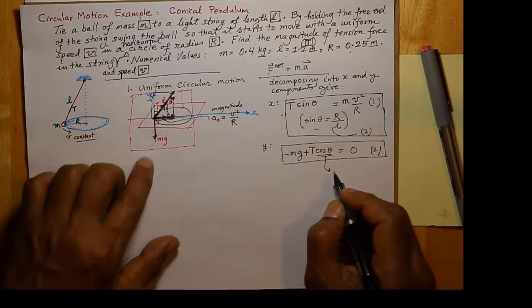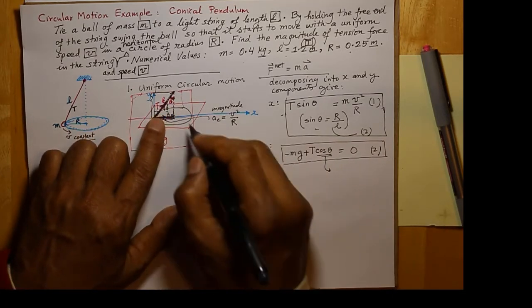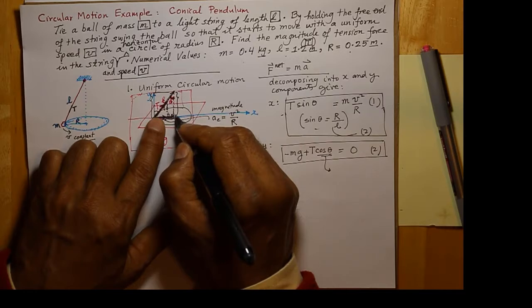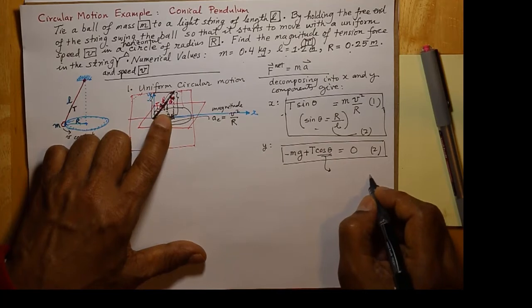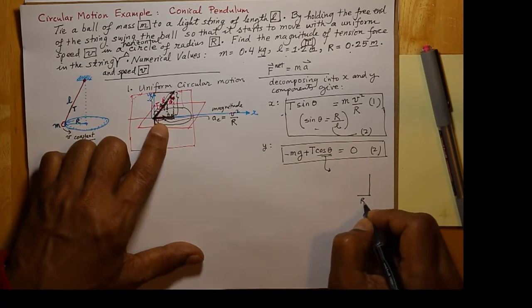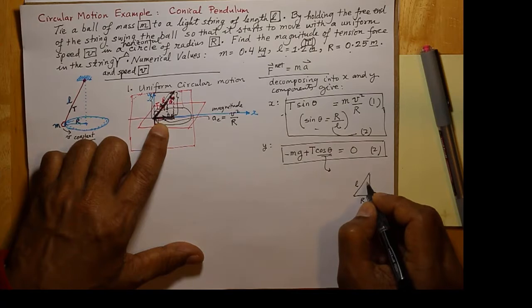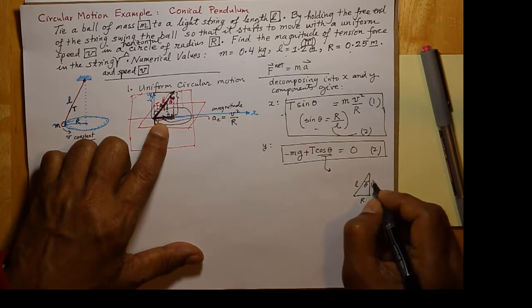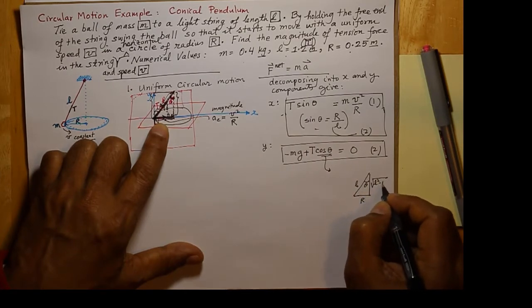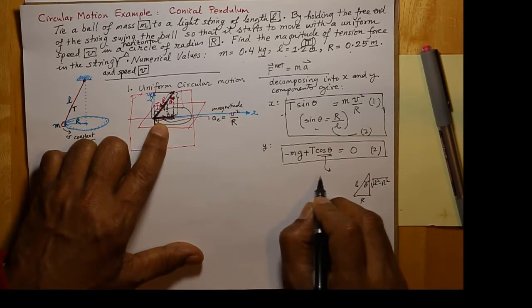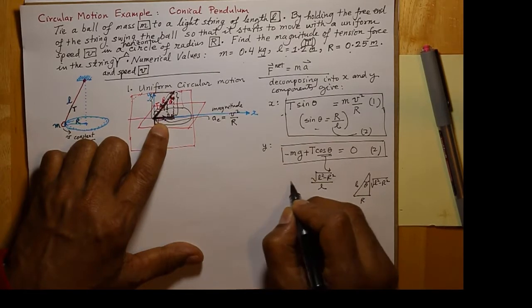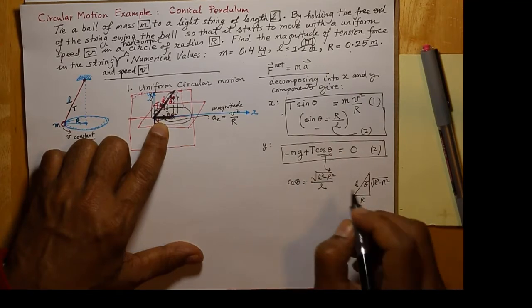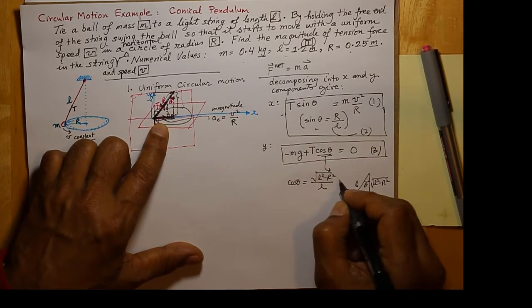Well, cosine of theta will be, in this triangle, you can see I need this side divided by that side. If this is R, and this is L, and this is theta, then this side will be the square root of L squared minus R squared. So cosine theta will be the square root of L squared minus R squared over L. That will be cosine theta. So this is 3 and this is 4.